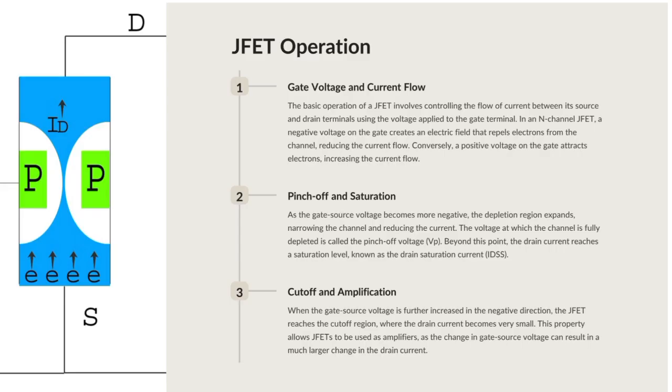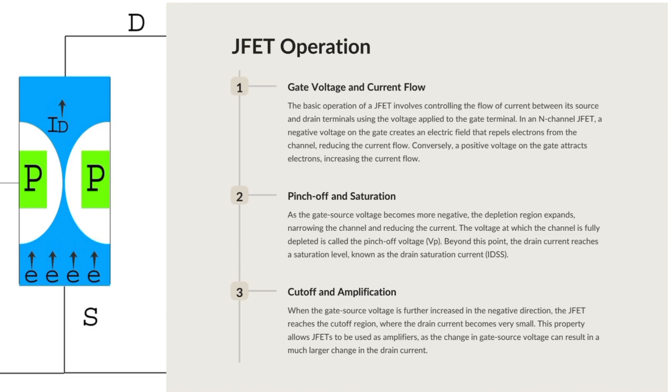JFET operation. Gate voltage and current flow. The basic operation of a JFET involves controlling the flow of current between its source and drain terminals using the voltage applied to the gate terminal. In an N-channel JFET, a negative voltage on the gate creates an electric field that repels electrons from the channel, reducing the current flow. Conversely, a positive voltage on the gate attracts electrons, increasing the current flow.